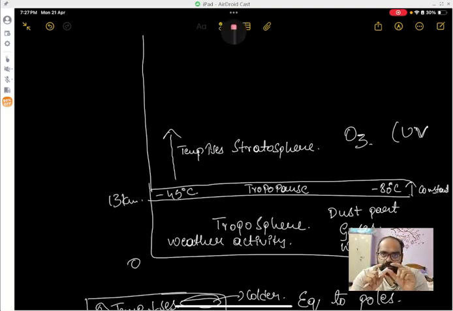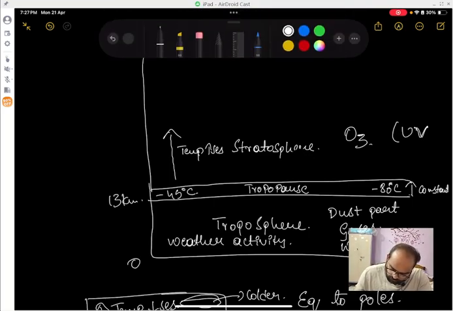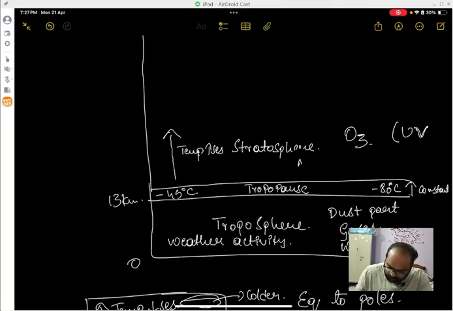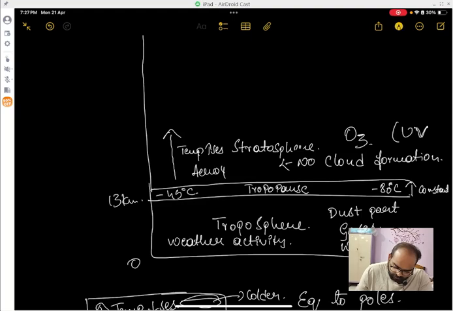So the stratosphere is completely free from cloud formation. No cloud formation. As there is no cloud formation, it facilitates the traveling of aeroplanes. It is much easier for aeroplanes to travel in the stratosphere. And another thing is, the stratosphere extends up to 50 kilometers.